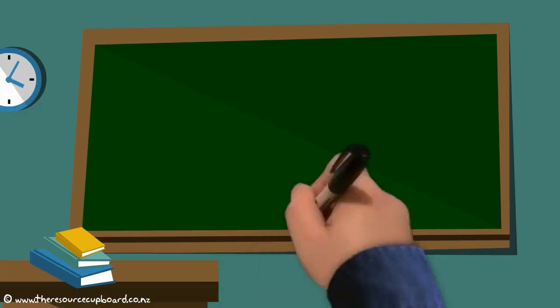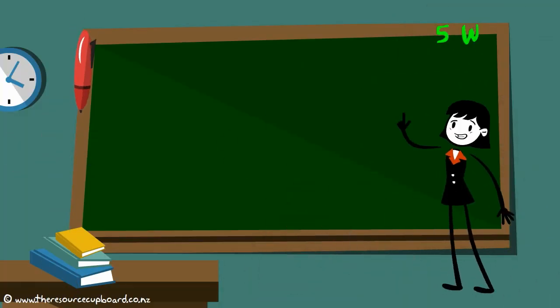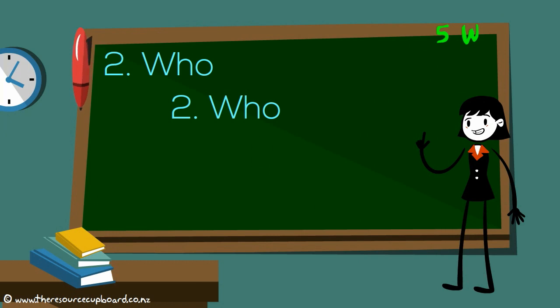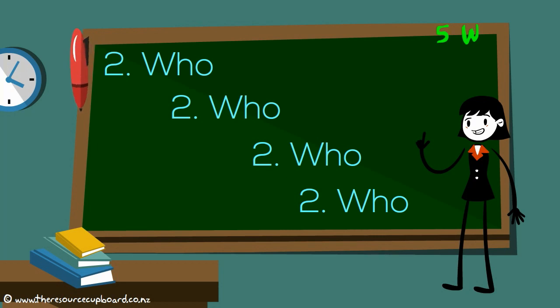The second W is who. What does that mean? Record on your 5 W's chart who was there, or who the story was about, or who the article was about, and other such who things like that.